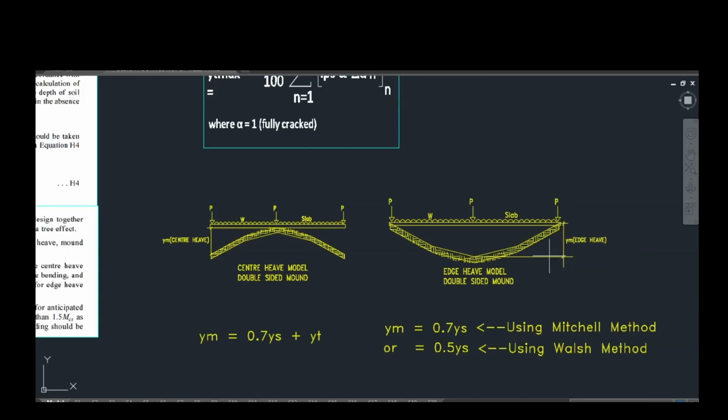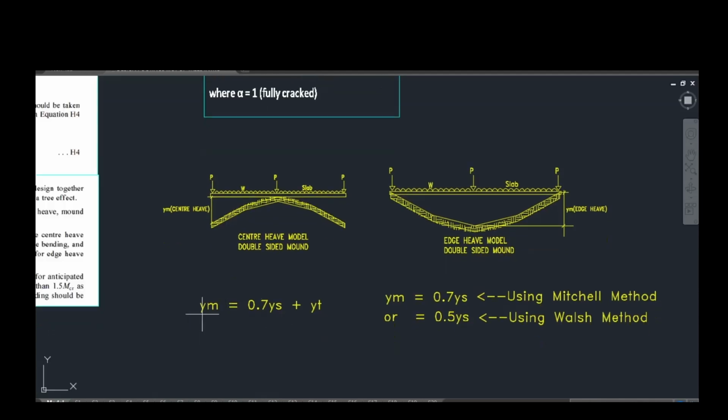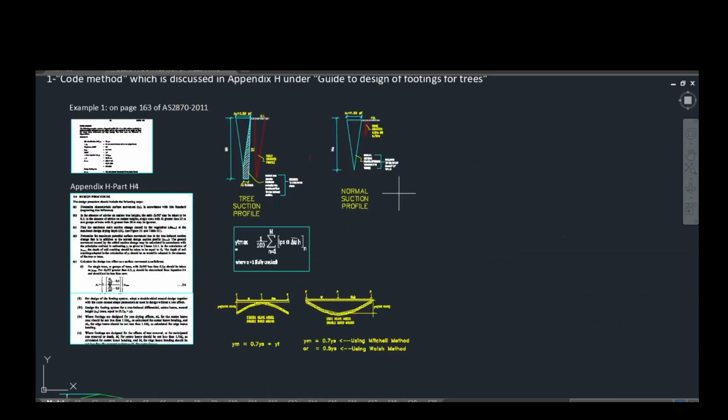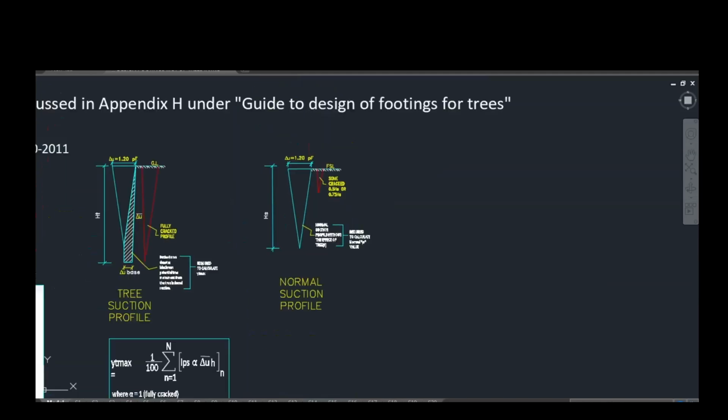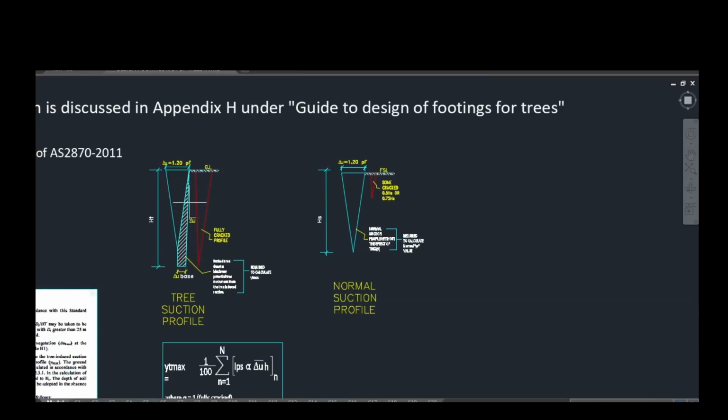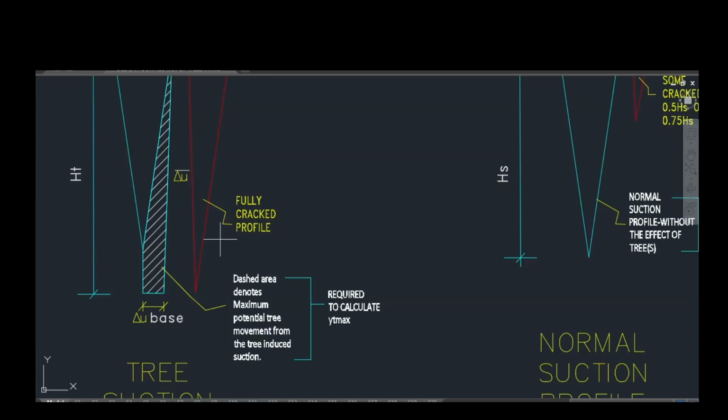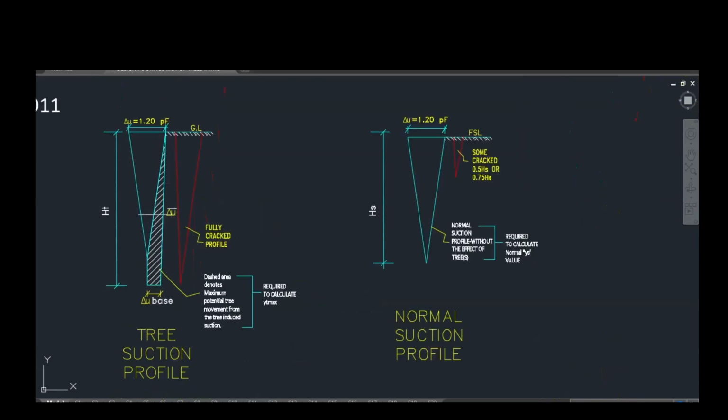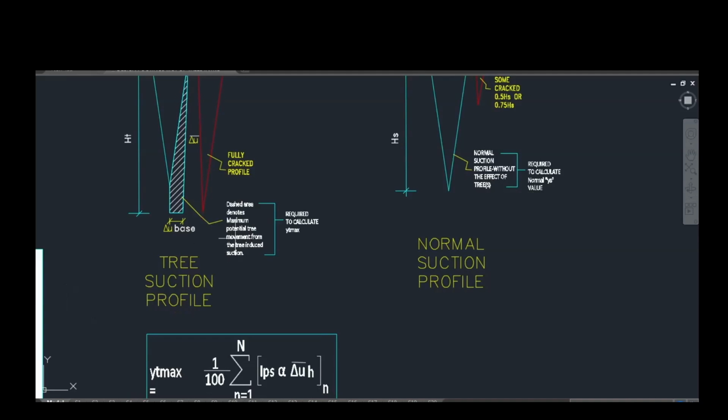So for a newly planted tree, we need to consider the differential mound movement for center heave, which is ym equal to 0.7 ys plus yt, where ys is the normal profile soil characteristic surface movement without the effect of the trees, and then we add yt, which is the design tree movement value. To work out yt, we need to first determine the maximum potential tree movement from the tree induced suction profile, that dashed area here, which is basically yt max.